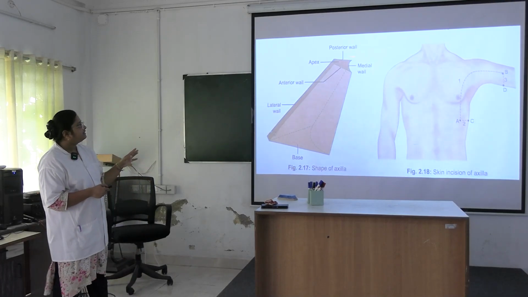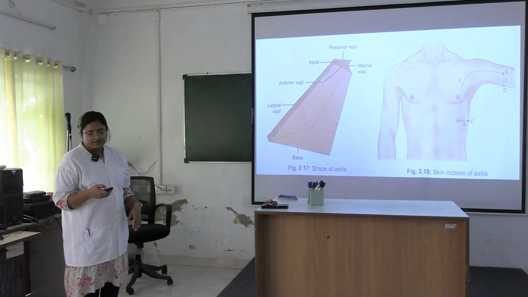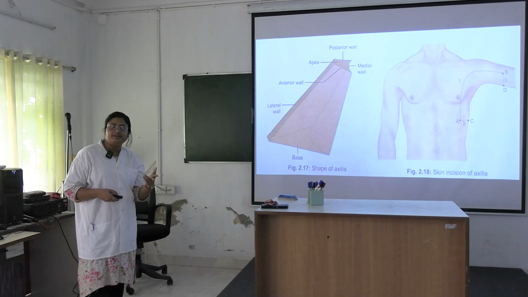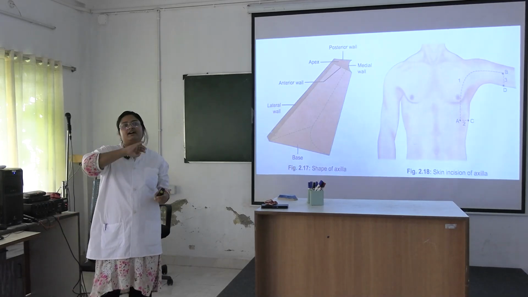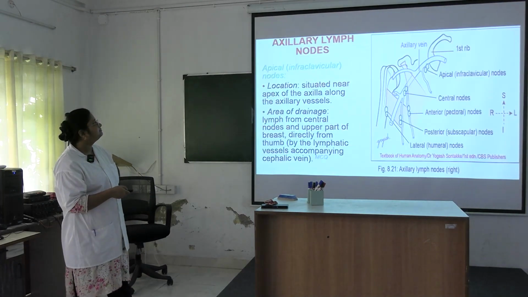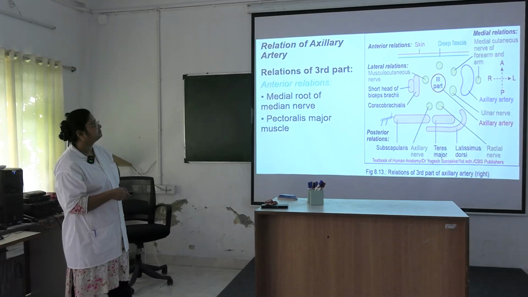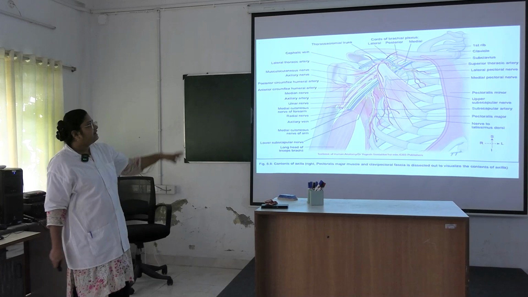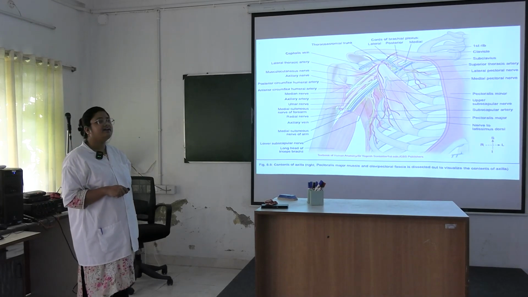See, this is a schematic diagram: apex of axilla, base of axilla, medial wall, lateral wall, anterior wall, posterior wall. After seeing the boundaries, you will see the contents. Along the lateral wall, you see the axillary artery. See the diagram. Like this you will see one artery, that is the axillary artery.